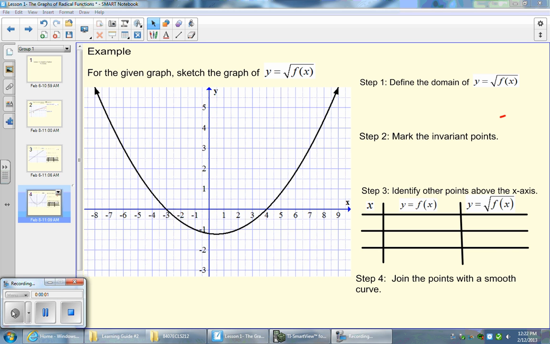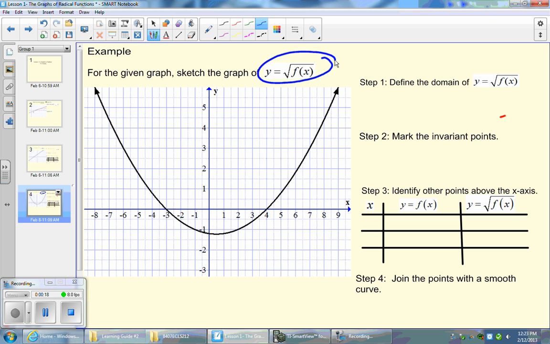In this lesson, I'm going to teach you how to sketch the graph of a radical function given the graph of a quadratic function. Taking a look at my graph here, I'm given a quadratic function, and you know it's quadratic because it's a parabola. And I want to draw its corresponding radical function. Just like in my last lesson, there are 4 simple steps in doing this.